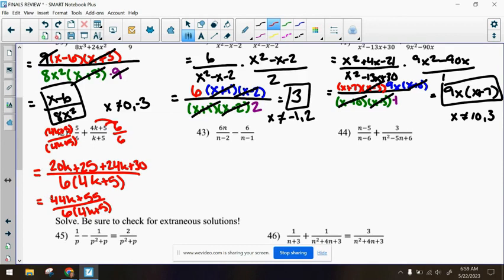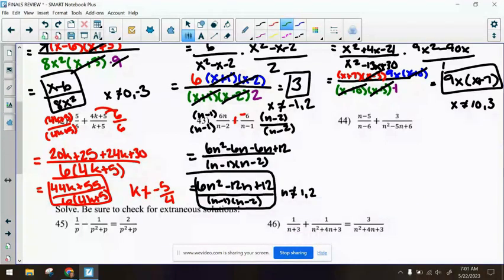I do have to list my restriction though. This one's a little bit trickier because we have that coefficient in front of the k, but k could not be equal to -5/4. At this point, go ahead and pause the video, try out 43 and 44, and then resume to check your work.